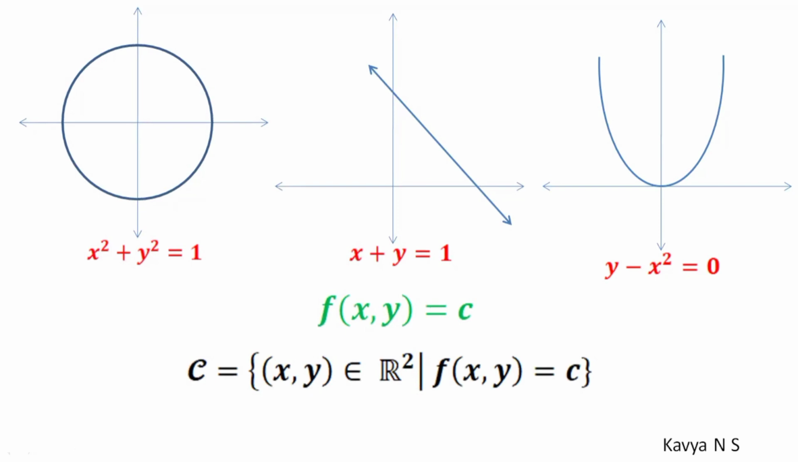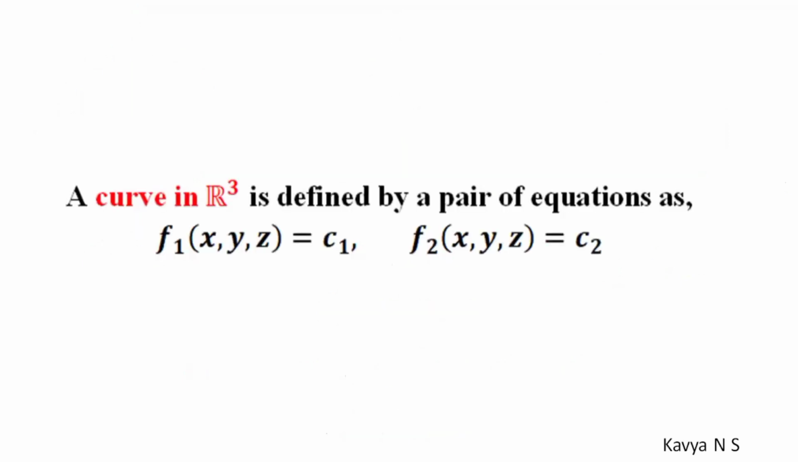In 3 dimensions, it can be expressed as f of x, y, z is equal to c, where f is a function of x, y, and z, and c is a constant. In general, a curve in R3 is defined by a pair of equations: f1 of x, y, z is equal to c1 and f2 of x, y, z is equal to c2. Let me make you visualize this.